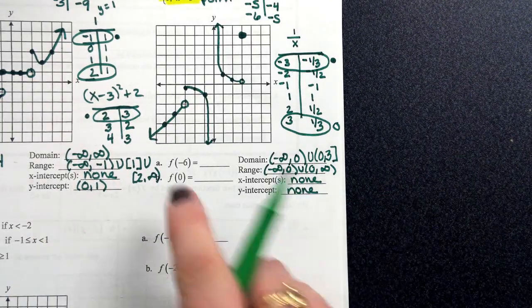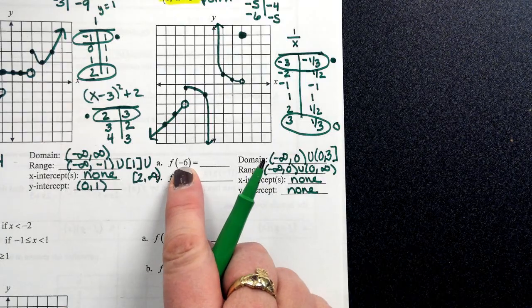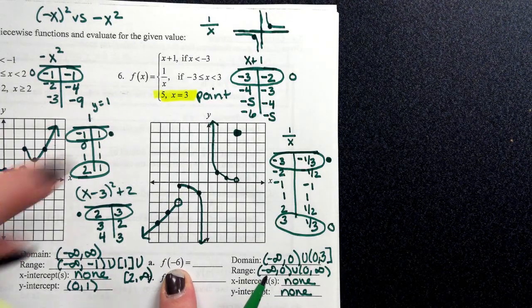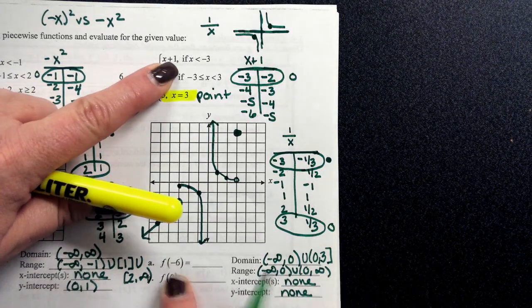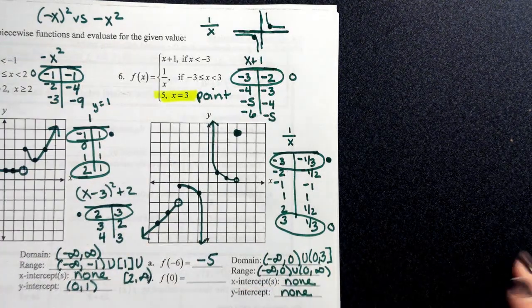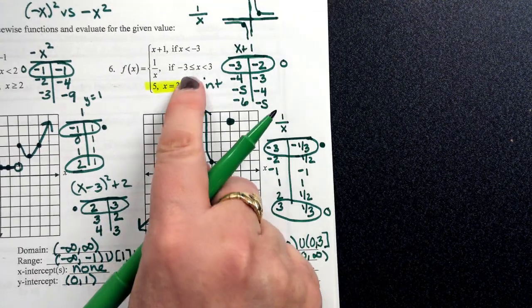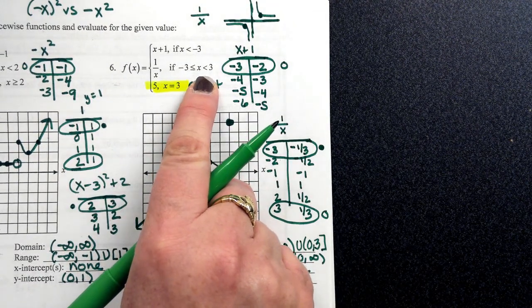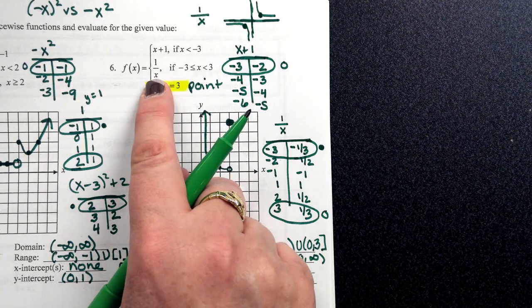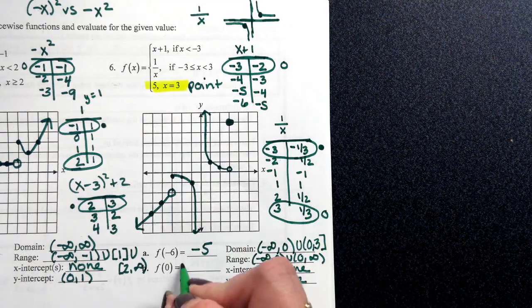F of negative 6. Where does negative 6 fit into? Which domain does negative 6 fit into? The first, second, or third? First. So negative 6 plus 1 is negative 5. Now 0, remember, is between negative 3 and 3. But what happens when I plug 0 into 1 over x? That's going to become what? Undefined. So it doesn't exist.